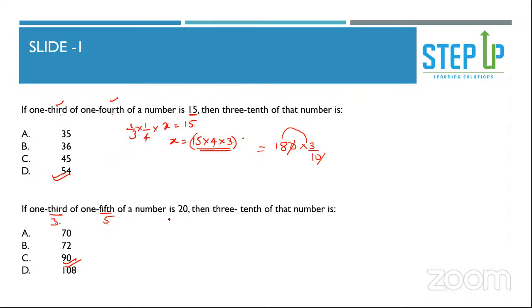Once again, I'll write it for you. 1/3 of 1/5 of a number is 20. So this number is nothing but 20 into 5 into 3, that is 300. Now 3/10 of this number, 0, 0 will get cancelled out. 30 into 3, 90. Okay, let's move on.